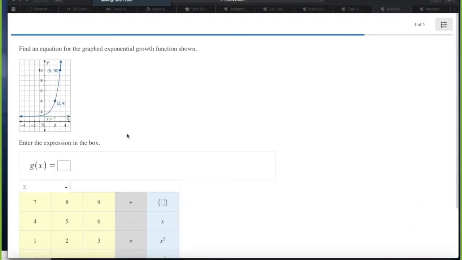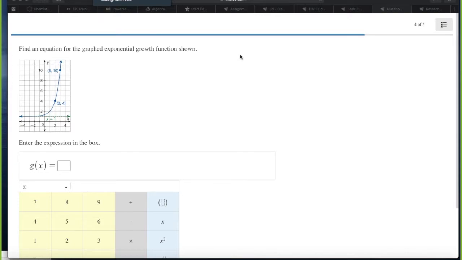Okay, so this problem is a doozy. And part of it is that the textbook doesn't do a very good job of explaining how to do this. So I'm going to try it. What it's asking us to do is find an equation for the graphed exponential growth function shown. And notice we have 2 reference points and an asymptote. Just like we did a couple chapters back, we're going to have to use those generic formulas, or the variable formulas, to figure out what a, b, h, and k are, and then we can build our function out from that.